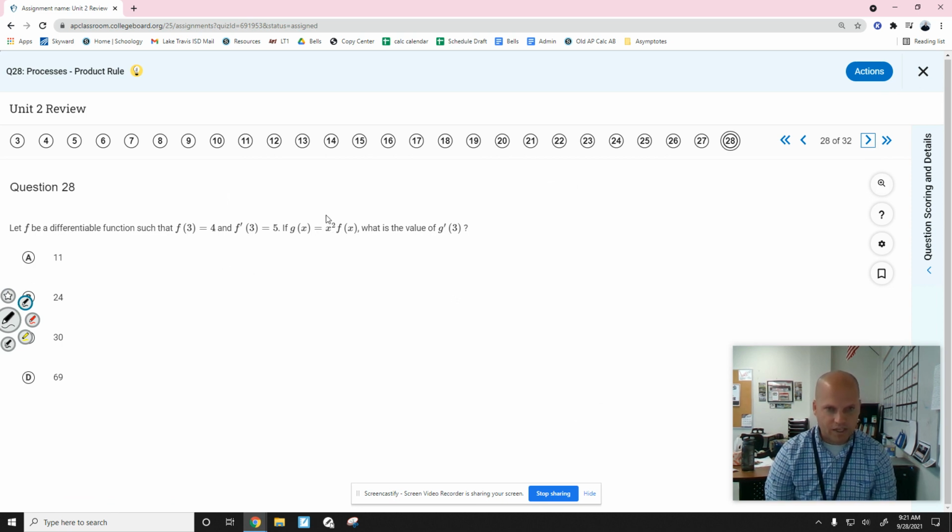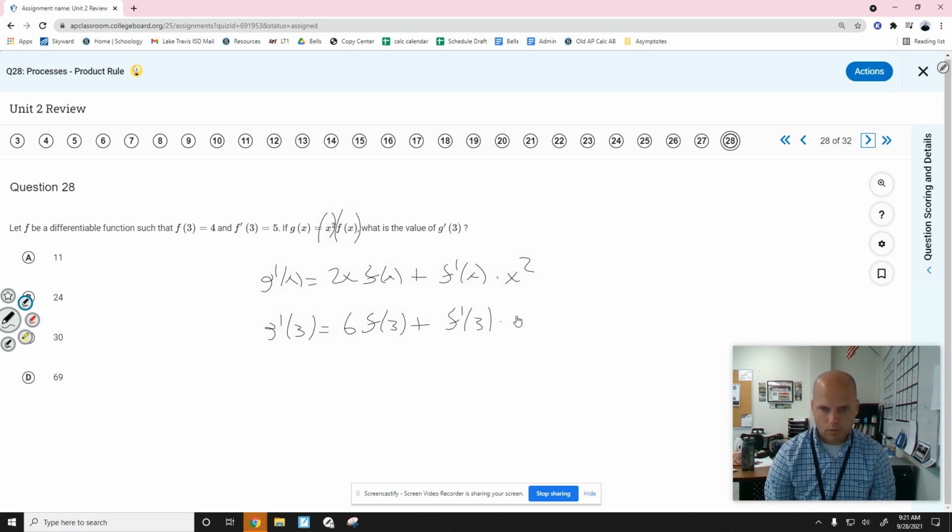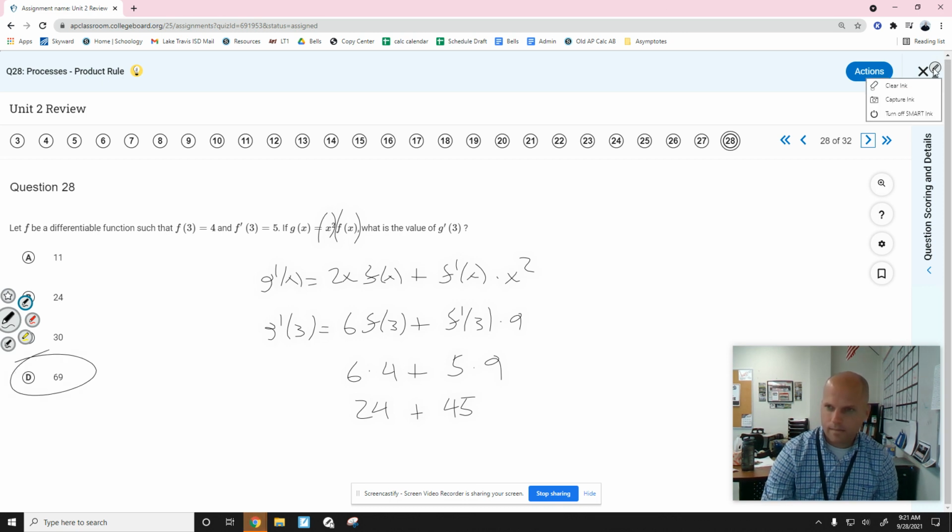G prime. What's this? It's not a chain. This is a product. It's another table problem, though. Derivative rules. Derivative of the first times the second plus the derivative of the second times the first. Plug in 3. 2 times 3 is 6. F of 3, I'll write down. F prime of 3. 3 squared is 9. Plugging in 3 for x. F of 3 is 4. F prime of 3 is 5. Oh, thanks for the big number, guys. 24 plus 45. 69. All right. 29.